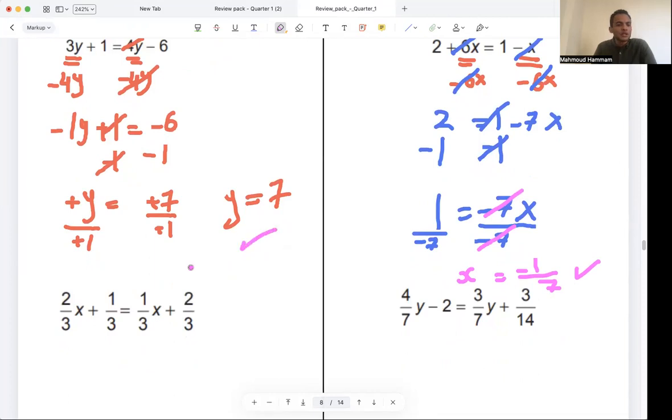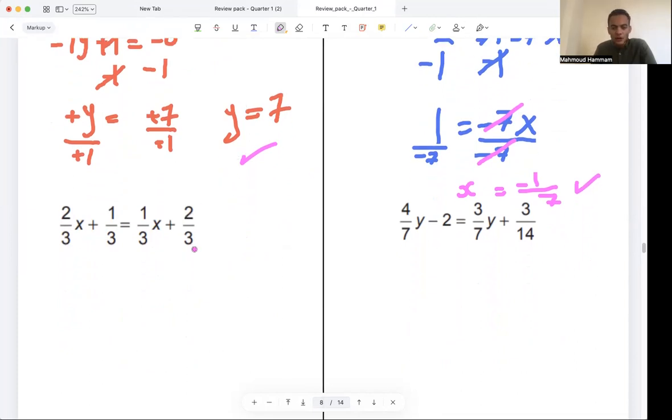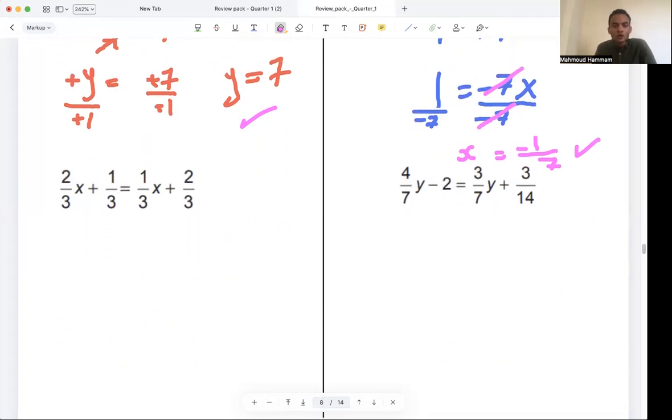Right. 2 over 3x plus 1 over 3 equals 1 over 3x plus 2 over 3. So in this question we have fractions. What is the fraction that you have 3 in the denominator? How do I get rid of it? Let's think. If I have 1 over 3, for example, when I multiply it by what to get rid of the denominator? Multiply by 3. Why? Because 3 is divisible by 3. So 3 divided by 3 is just 1. 1 times 1 is 1 as it is. Right. Let's see the other fraction you have also. 2 over 3. The same thing.